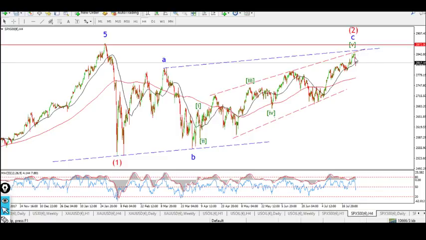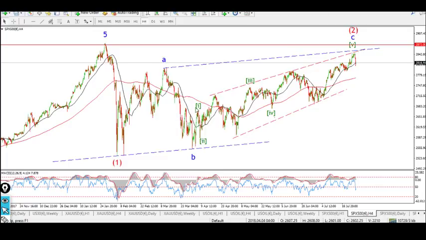I do get the question now and again, what's the difference between a leading diagonal and an ending diagonal? Well, an ending diagonal is a 5-wave pattern with 3 waves within every wave. A leading diagonal is a 5-wave pattern in a wedge kind of form with 5 waves, 3 waves, 5 waves, 3 waves, and 5 waves, if you can understand that. So it's got 5-wave patterns internally rather than 3-wave patterns to the upside. Okay, so if I haven't confused you even more there, then I haven't done my job correctly, have I?